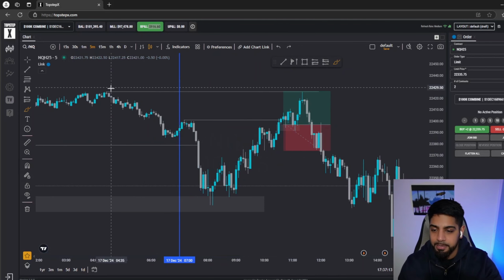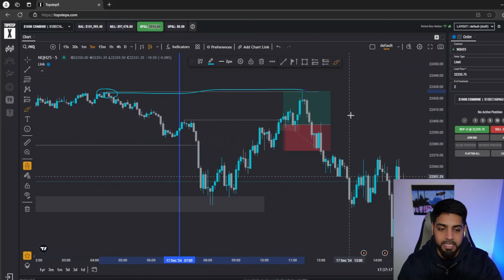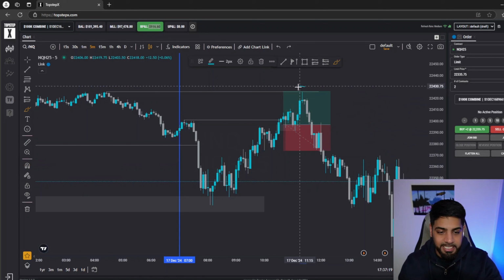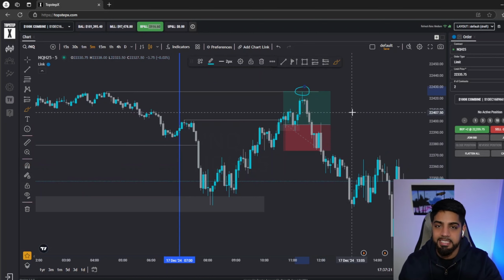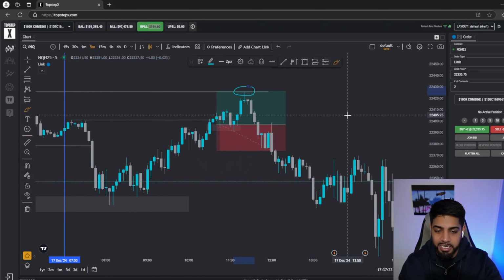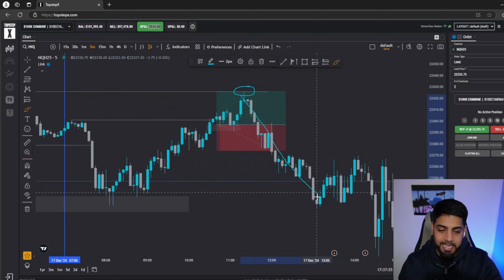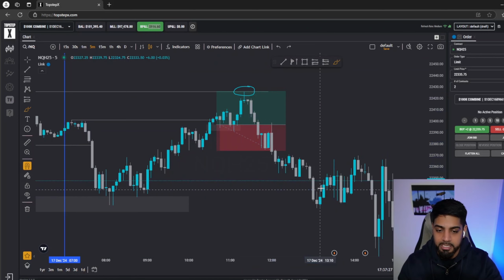And then we put our TP at the next point of liquidity, which was at the highest point of the Asian session range. As you can see, that was the most perfect take profit, which just clipped our TP, and then price decided to go the opposite direction.